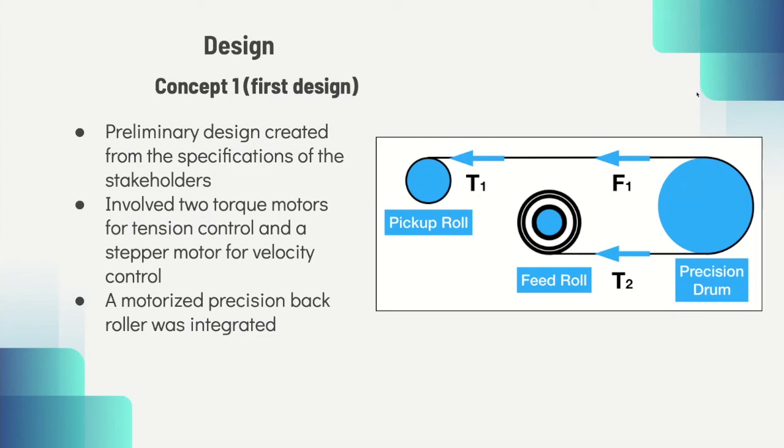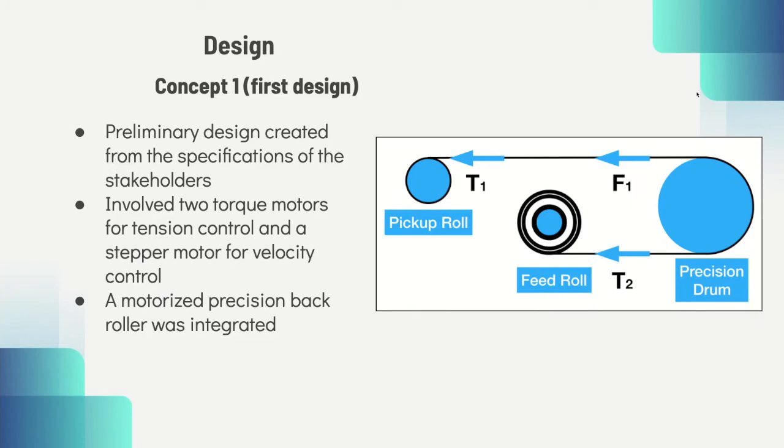Our initial concept was a simplistic design that we would later improve upon. On the right, you can see a side view depicting the layout of our first design. The design took substrate material from a feed roller and unrolled it in such a way that it could be run along the machine drum to be coated. A pickup roller would then collect the material and re-roll it once dry.